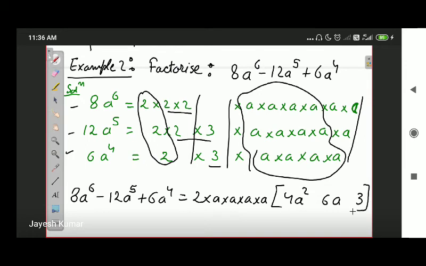Now we have to apply the signs in between. So the first term is positive, the second term is negative, the third term is positive. So your final answer is 2a to the power 4 into (4a square minus 6a plus 3). Okay. So I hope it is understandable to you now. You can also see how it is done in your examples to understand it better.